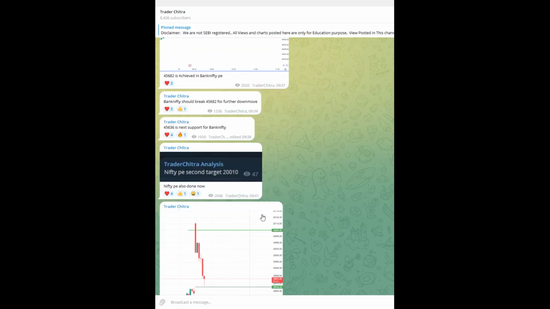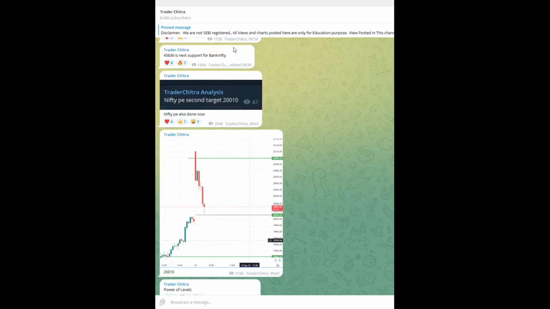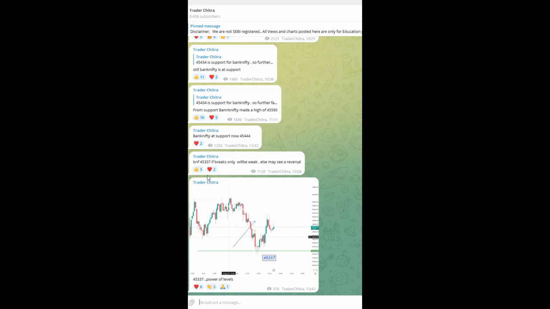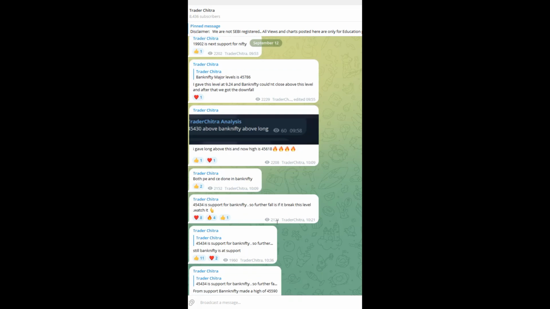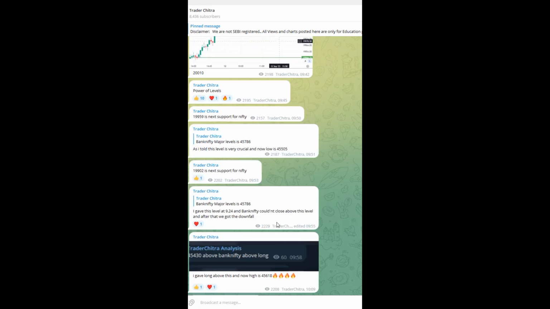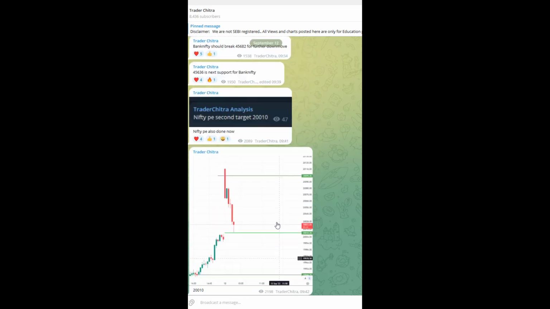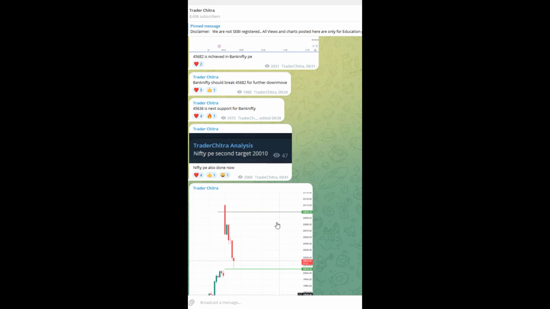Here I'll be sharing the live levels. This is a free channel, so those who are doing intraday Nifty and Bank Nifty can join this channel. Here I have shared Bank Nifty 45,337. If it breaks only, it's weak, else we may see the reversal. We can see that exactly at 45,337, Bank Nifty took the support and made a high of 45,500 plus. So this is the free channel where I will be sharing the Nifty and Bank Nifty live levels. Those who are doing intraday can join this channel.